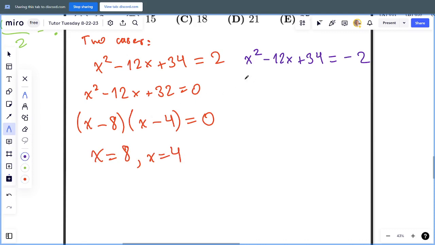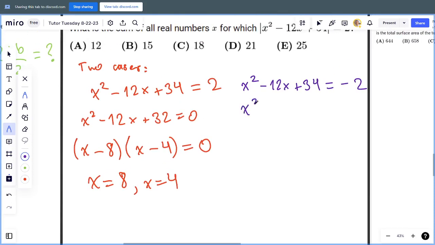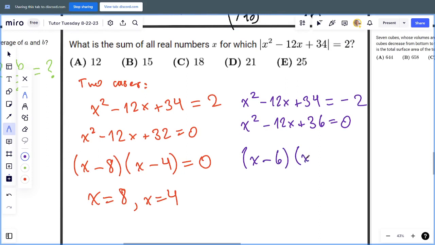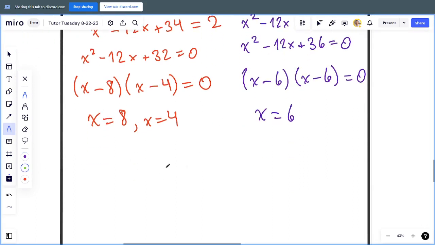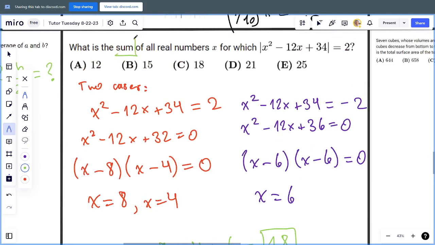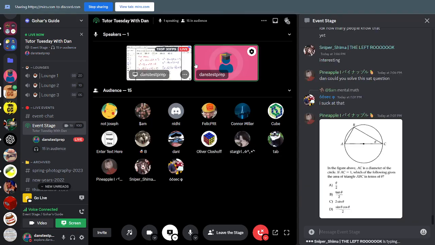If we do the same thing for the purple equation, the negative case, we get x squared minus 12x plus 36 equals 0. And this one's actually factorable as a perfect square, which is x minus 6 times x minus 6 equals 0. For this one, it's just going to be x equals 6. Now if you take the sum of all these numbers, 8 plus 4 plus 6 is 18. That's going to be the sum. So the answer should be answer choice C.